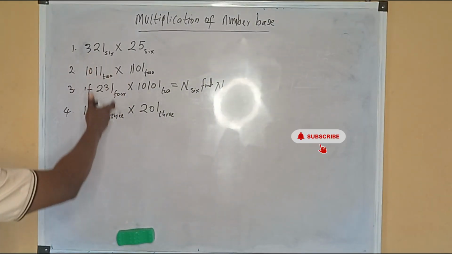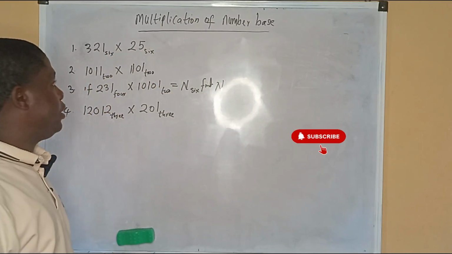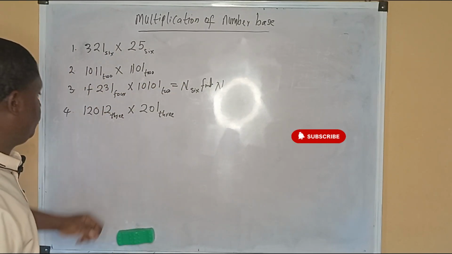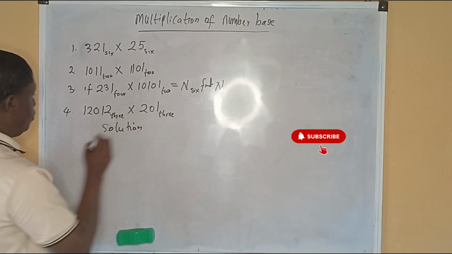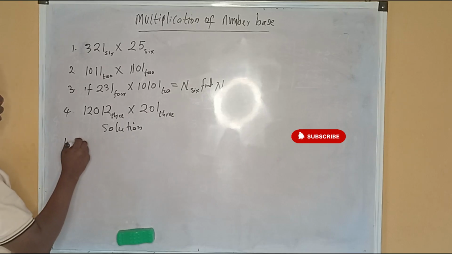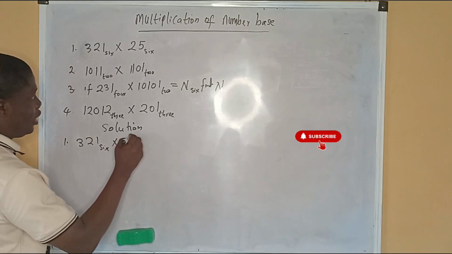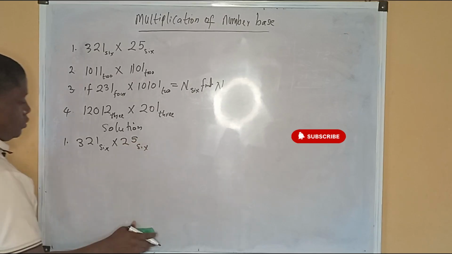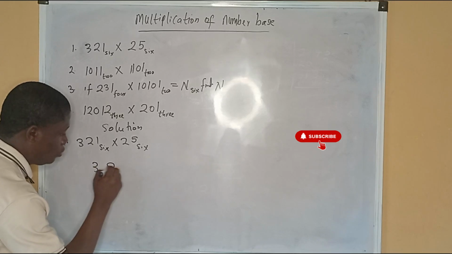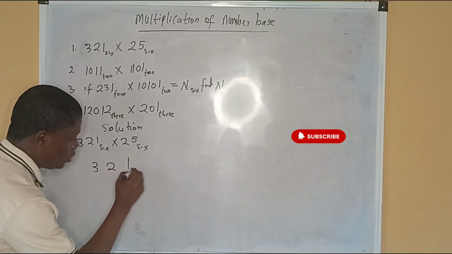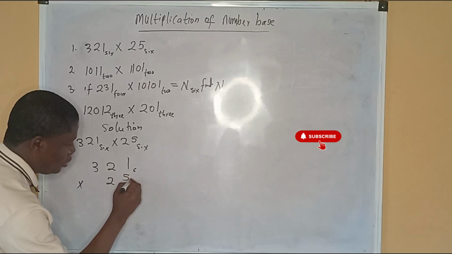So we have these questions we want to look at for us to understand multiplication of number base. So we have the first one. So let's look at the solution. The first one is what? We have 321 in base 6 times 25 in base 6, okay? So let's multiply this. This will give us 321, which is in base what? 6, okay? Times what? Times 25, which is in base 6.